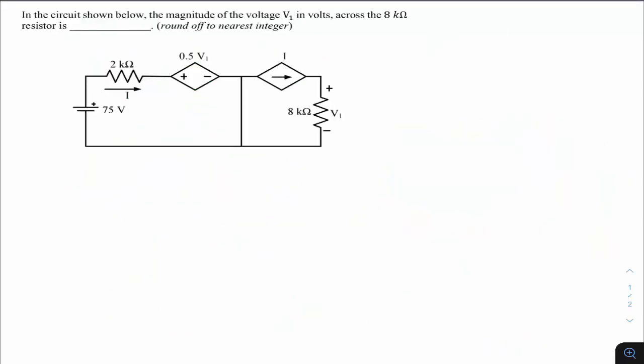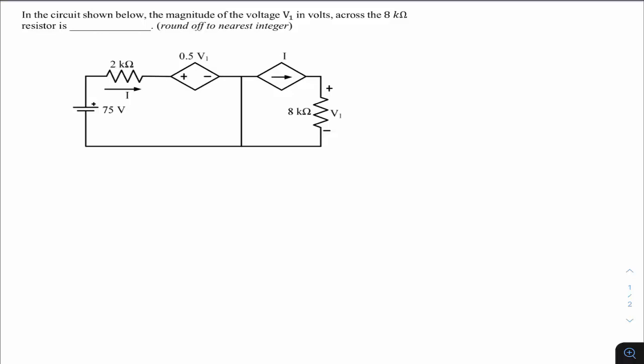This question was asked in GATE 22 of electrical. This is from network subjects and from the fundamental topic. The question is: in the circuit shown below, the magnitude of voltage V1 in volts across the 8 kilo ohm resistor is dash. So we need to find this V1, which is the drop across this 8 kilo ohm resistor. It's a very simple problem, so it is wise to go by the inspection method in this case.